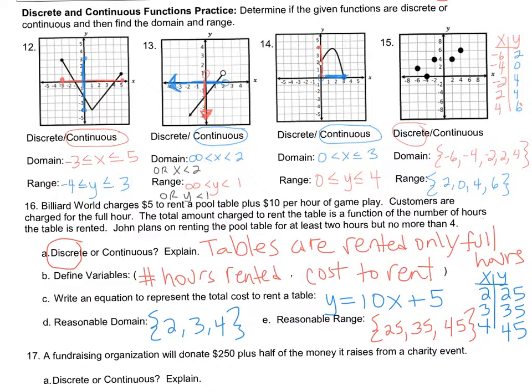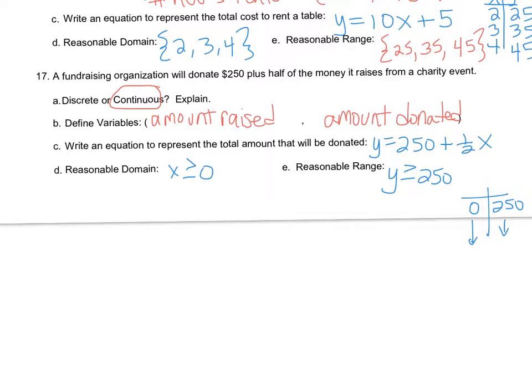Okay, on number 17, again, I want you to consider if it's discrete or continuous and explain your answer as to how come, and complete all the information, then check back for your answer. The tricky part on number 17 is just realizing that if they raise $0, they're still donating $250. And then for everything they raise more than that, they'll be donating half of it. So it's really everything in the domain 0 and greater, and everything for the range is 250 and greater.